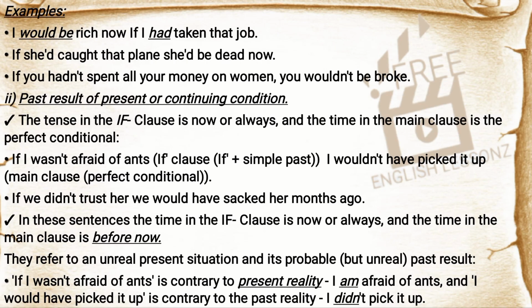In these sentences, the time in the if clause is now or always, and the time in the main clause is before now. They refer to an unreal present situation and its probable, but unreal, past result. Example: If I wasn't afraid of ants is contrary to present reality: I am afraid of ants. And I would have picked it up is contrary to the past reality: I didn't pick it up.